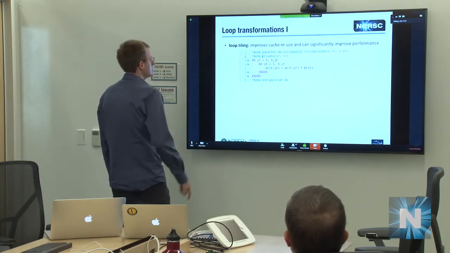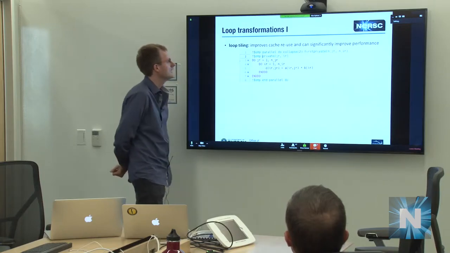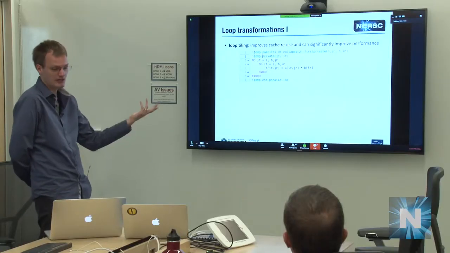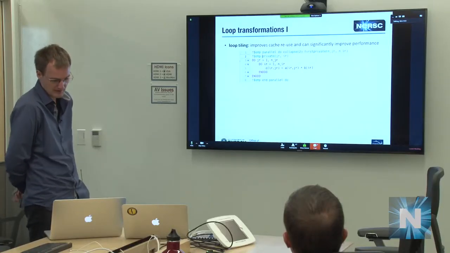So the next thing is loop tiling. Loop tiling improves cache reuse and therefore potentially reduces the number of bytes read from main memory, because they are not read from main memory but from cache. Okay, and cache has a much, much higher bandwidth, so you do not really care about that.